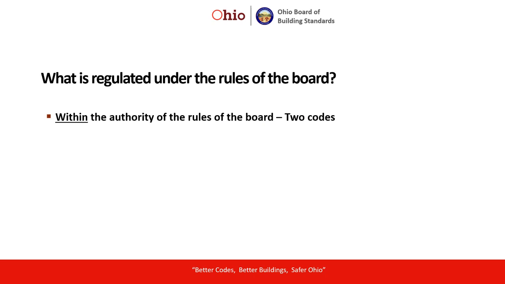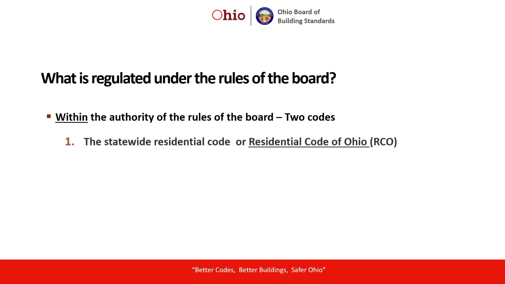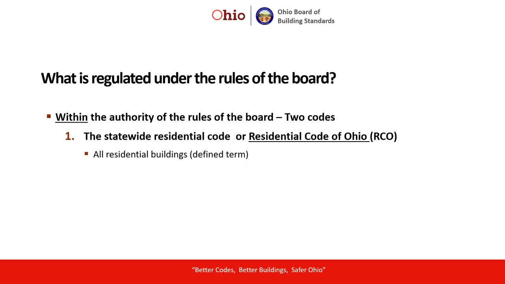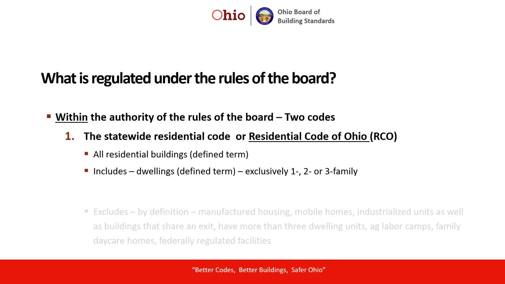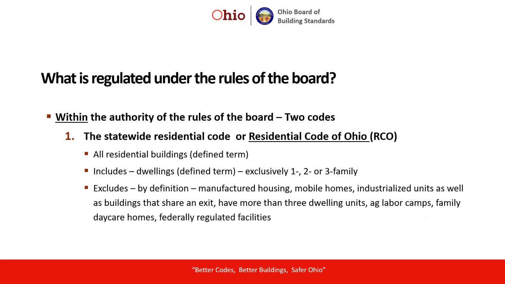So again, we go back to this concept that we have two codes, and what's going to be within the authority of the rules of the board. There's two of them, and we have to figure out which one is applicable. We have the statewide residential code, or the Residential Code of Ohio, and it's going to regulate all residential buildings. Again, that's a defined term. We talked about what that defined term was: 1, 2, and 3 family dwellings, not a manufactured home, not an industrialized unit. Then we have those things that it excludes.